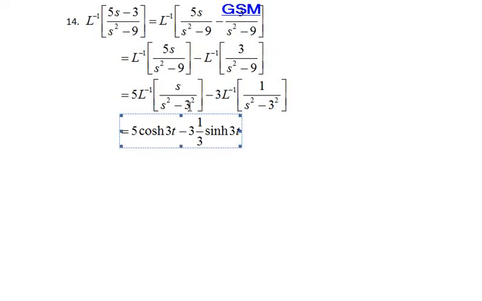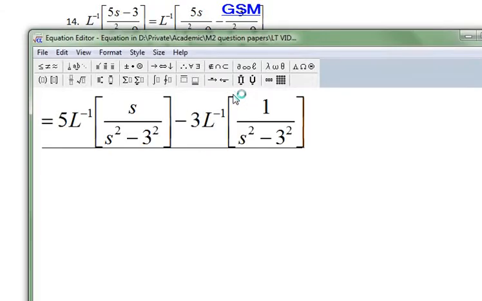Apply the formula: 5 into L inverse of this, that is cos h at, here a is 3, that is cos h 3t. Then here the numerator 3 should be here, 3 divided by s square minus 9, 3 square, that is sin h 3t. This time this step is not required.